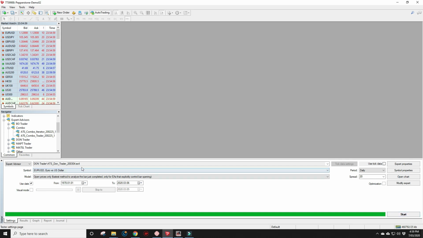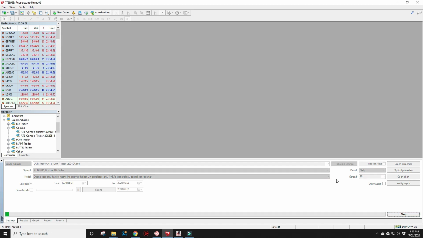So we're on Euro-USD from 1970 up to the current day. We've got a spread of 20 points, which is double our current spread in the market, and we'll get this running. So I'll just turn on visualization mode so we can talk as we go along. Won't be a second as I set this up.